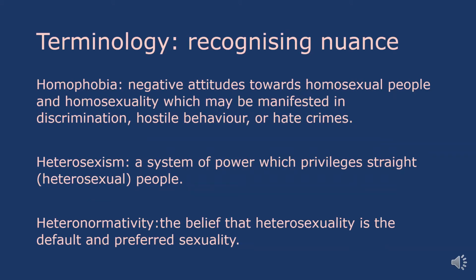There are three terms that are very useful to us when thinking about this. Homophobia, which is negative attitudes towards homosexual people and homosexuality, which may be manifested in discrimination, hostile behaviour, or hate crimes. Heterosexism, which is a system of power which privileges straight or heterosexual people. And heteronormativity, which is the belief that heterosexuality is the default and preferred sexuality.